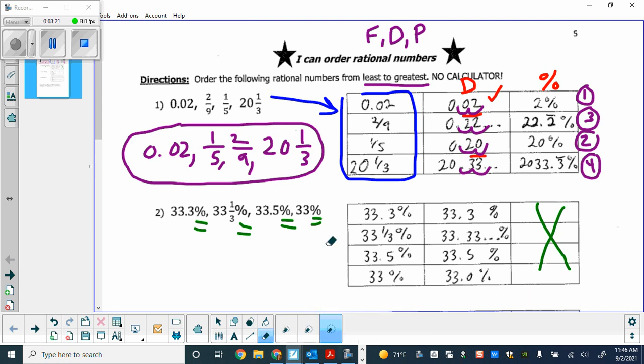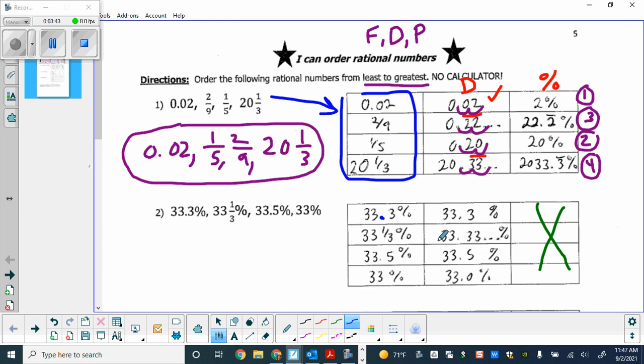All right, so if we are comparing all of these percents, notice the 33.3, it's already a decimal. I'm leaving it alone, like with the decimal in it. Now this 1/3, the 1/3 is the 0.3 repeating, so I just converted this fraction to the decimal. And again, remember, I'm leaving everything here as a percent. The 33.5 is easy enough, and the 33 is easy enough.